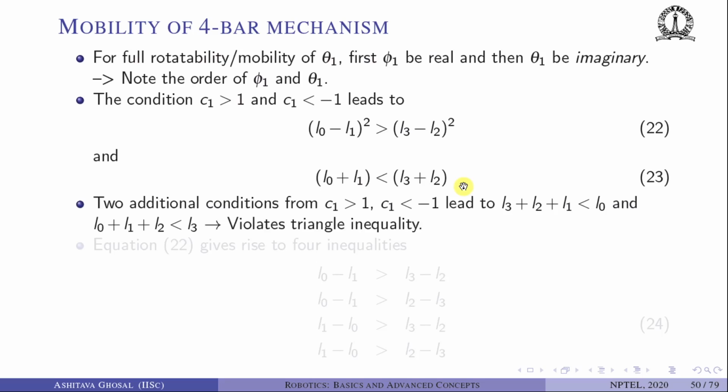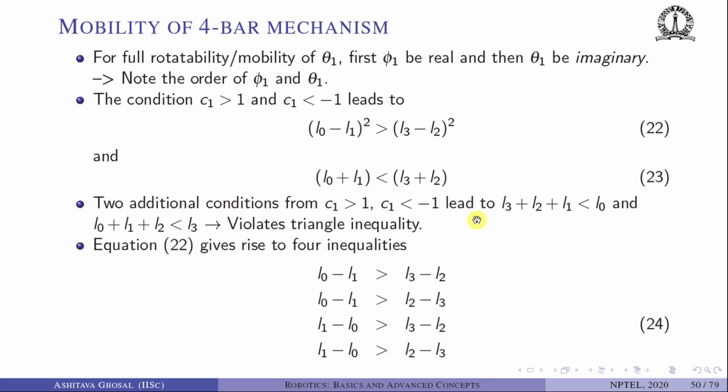We can also get two additional conditions from C1 greater than 1 and C1 less than minus 1, which lead to L3 plus L2 plus L1 less than L0, and L0 plus L1 plus L2 less than L3. These two violate the triangle inequality. The triangle inequality means the sum of two sides must be greater than the third side for any triangle.